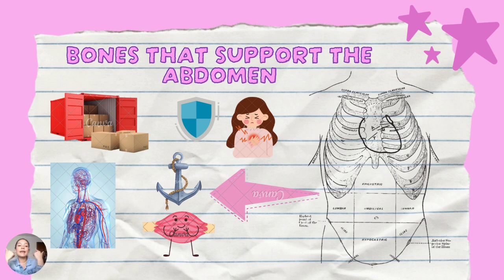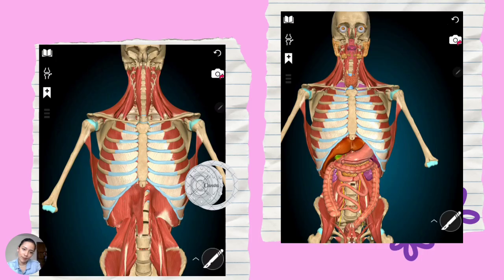The first part is the bones that support the abdomen. We can imagine this like a large anatomical container. It not only protects, but also serves as an anchoring point for muscles and as a passageway for vessels and nerves in our body.